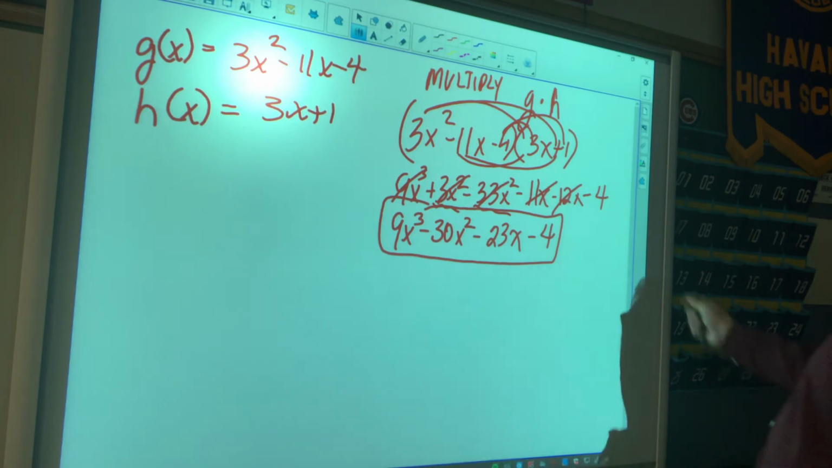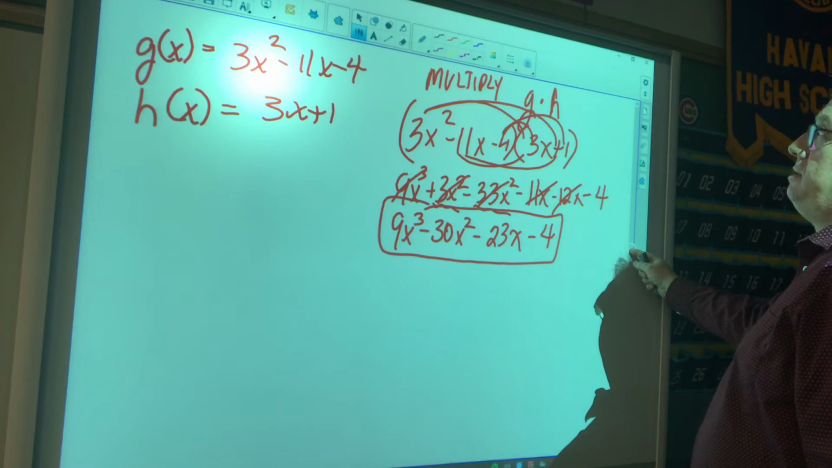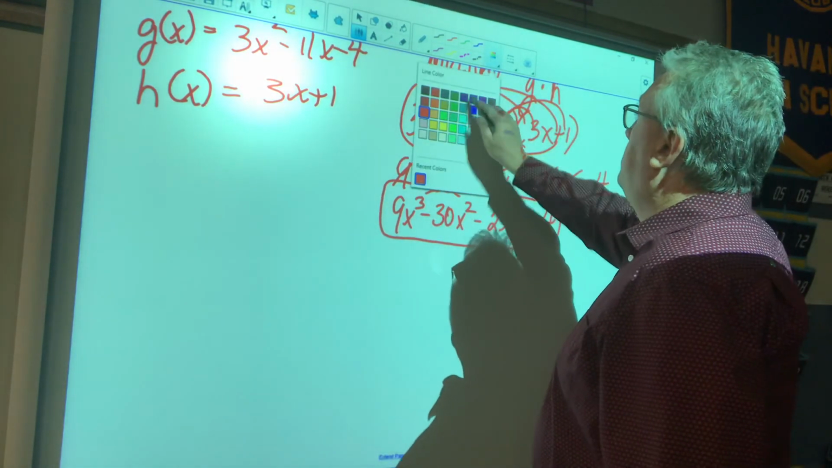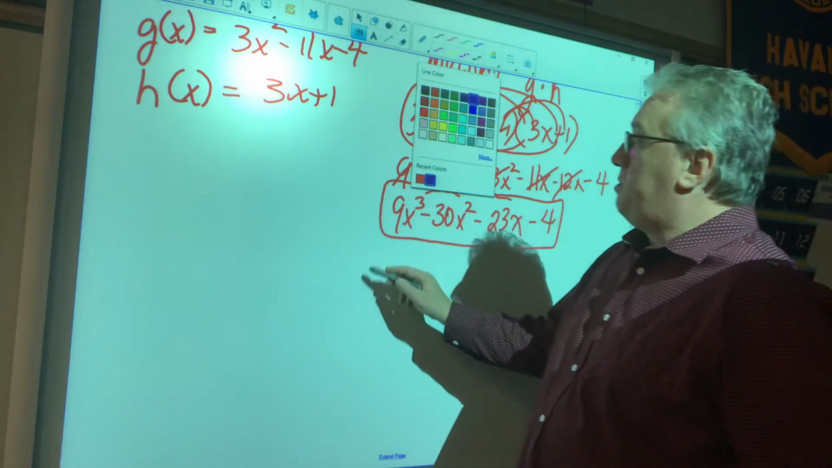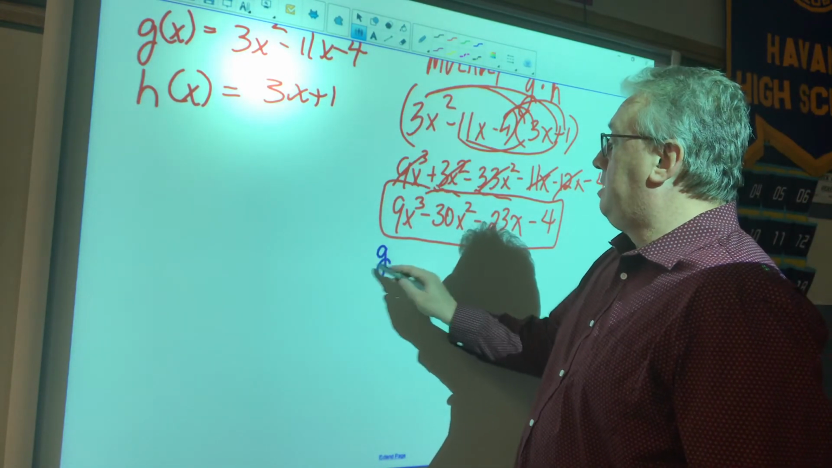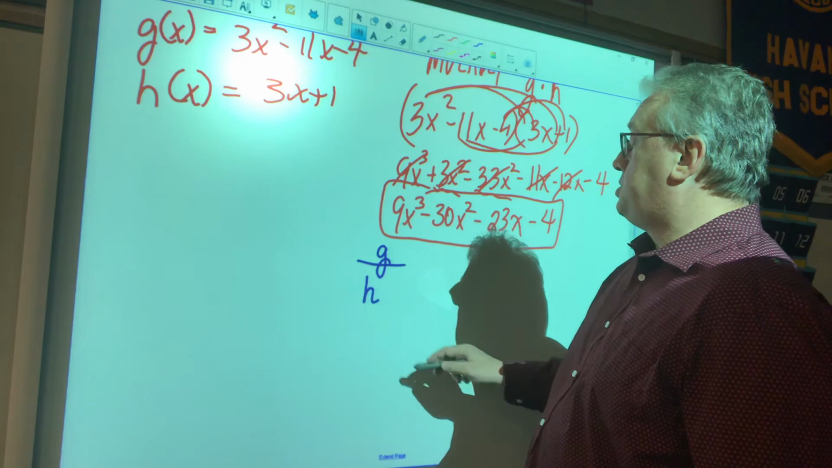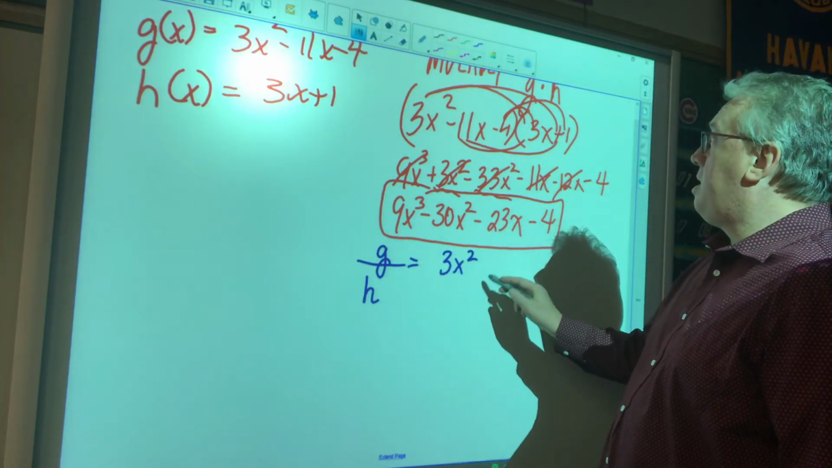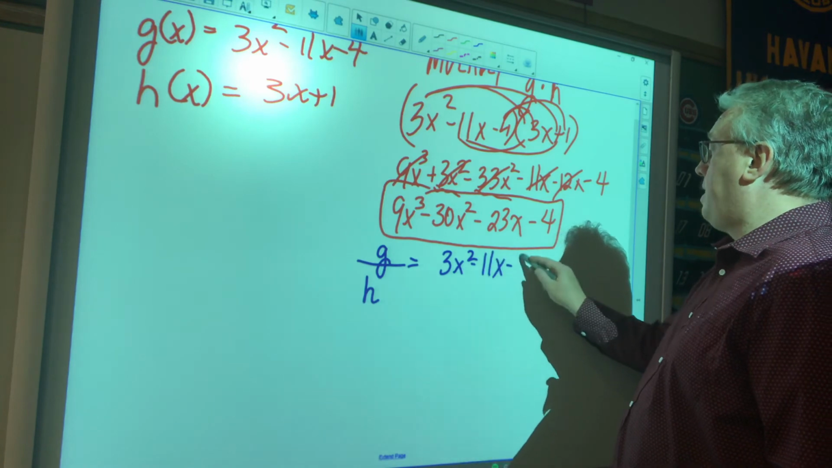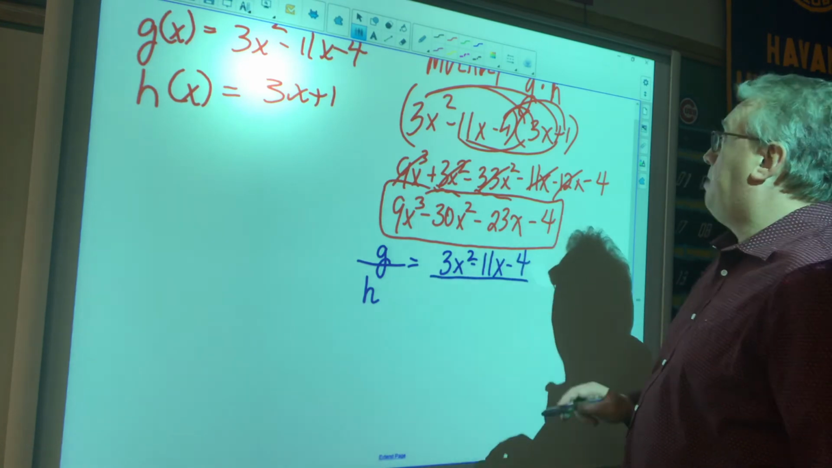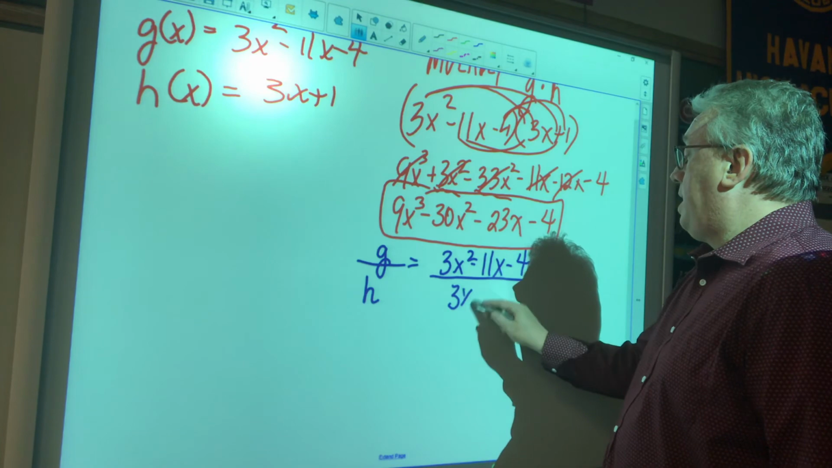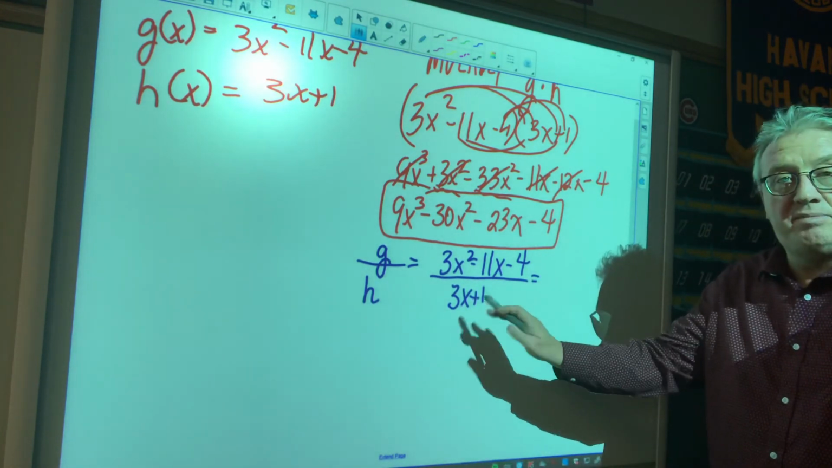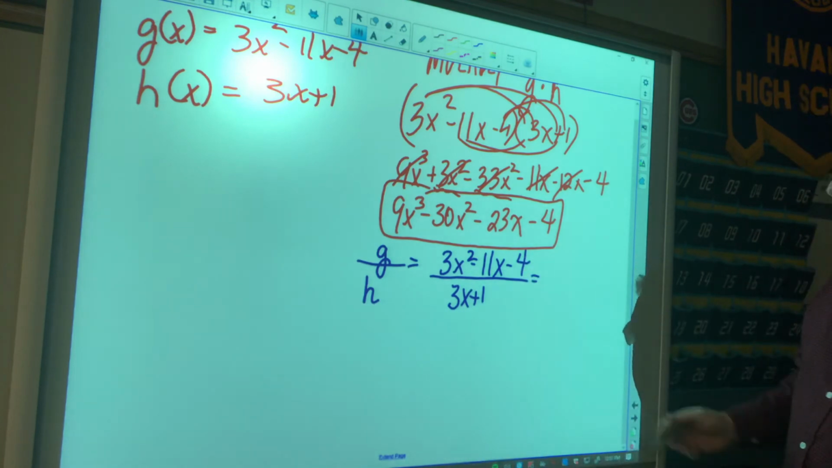All right, now let's look at dividing. Let's go with blue here. So now we want to take g divided by h. So we've got 3x squared minus 11x minus 4 divided by 3x plus 1. Well, can we factor the bottom? No, it's fine. Can we factor the top? Sure.